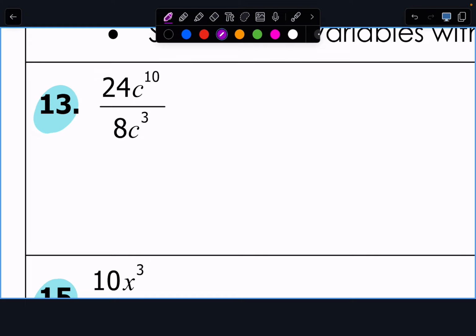So what does this fraction bar mean? What operation are we doing? Division. What is 24 divided by 8? It's 3. Now make sure you write that we have c to some power. We have c to what power? We have c to the 7th power because we have 10 minus 3.